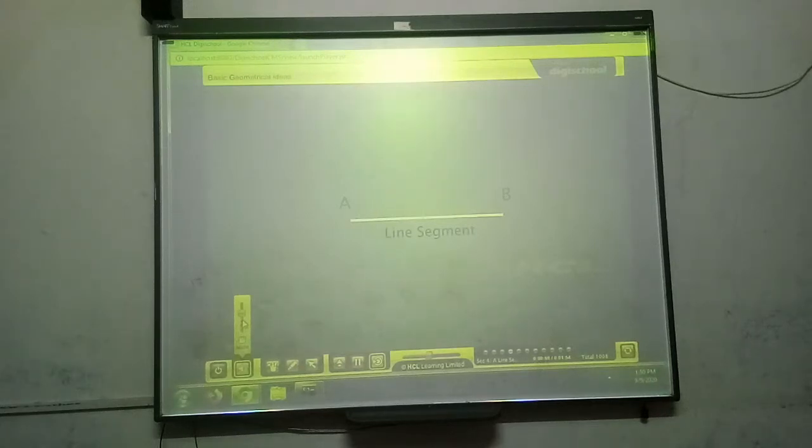A line segment is denoted by its end points. This line segment has point A and point B as its endpoints. It can be referred to as line segment AB or line segment BA. The small bar above indicates that it is a line segment.